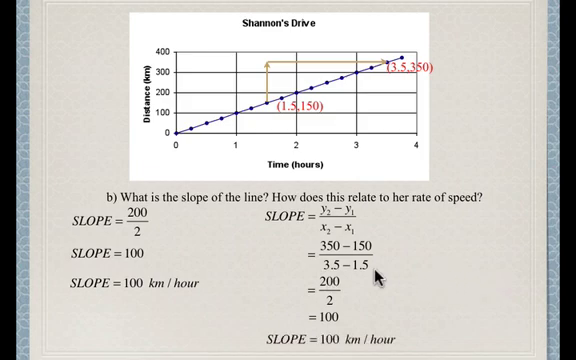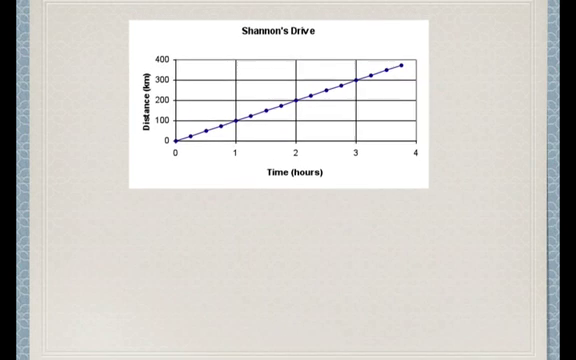So, moving on, once again, Shannon is traveling at a speed of 100 kilometers per hour, and this is what we mean by how does this relate to her speed, or how does the slope relate to her trip, anything like that. We're looking for an application, so make sure that you specify exactly what that means.